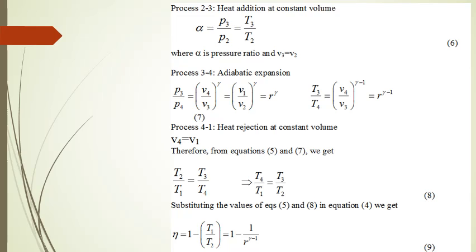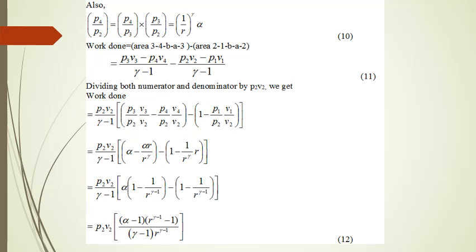Substituting these values from equations 5 and 8 in equation 4, the expression for air standard efficiency yields 1 minus 1 upon r raised to power gamma minus 1. So basically the expression for air standard efficiency depends upon the compression ratio. If we want to find out P4 upon P2, that can be written as P4 upon P3 into P3 upon P2, that is equal to 1 upon r raised to power gamma into alpha.